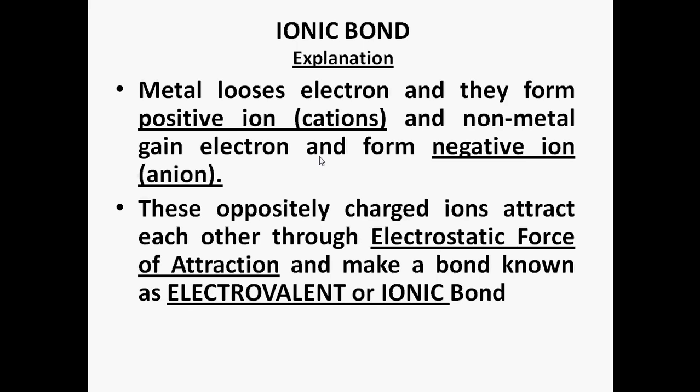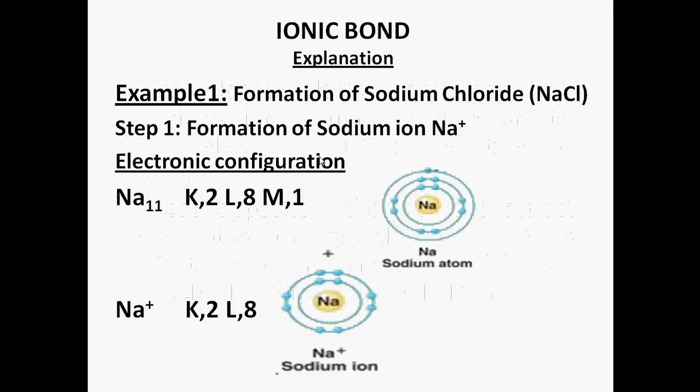These oppositely charged ions attract each other through an electrostatic force of attraction and make a bond known as an ionic bond. It is also known as an electrovalent bond because it is due to the force of attraction that occurs between these opposite charges, that are positive and negative ions. Now we describe the ionic bond with the help of an example, that is the formation of sodium chloride.